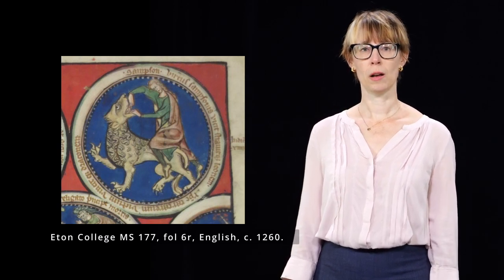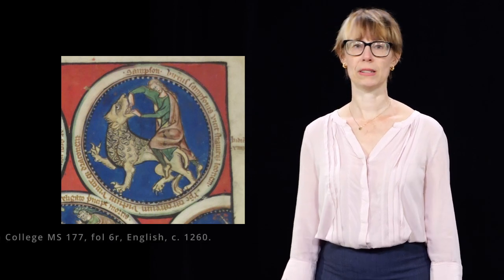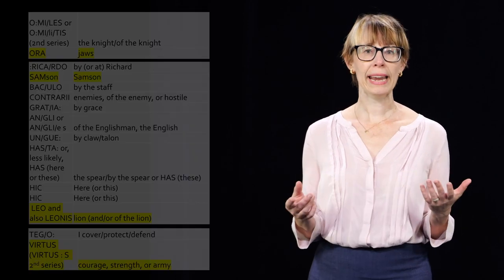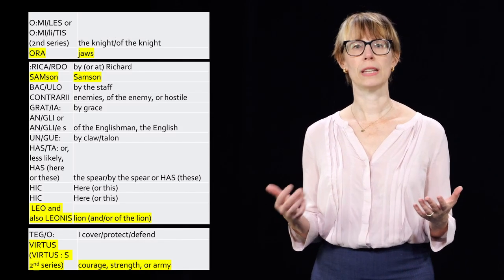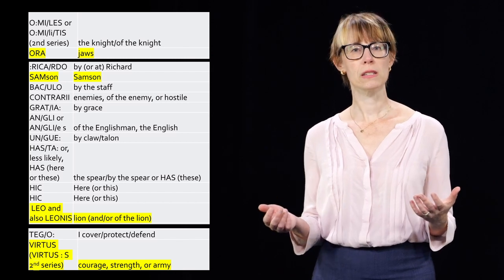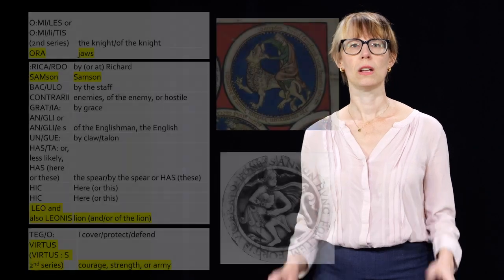Some of these other objects depicting Samson also bear inscriptions about Samson. Comparing these other inscriptions with Table A, we see several words in common. Virtus, Samson, ora, leonis. We then have to figure out how to order these words into a phrase.